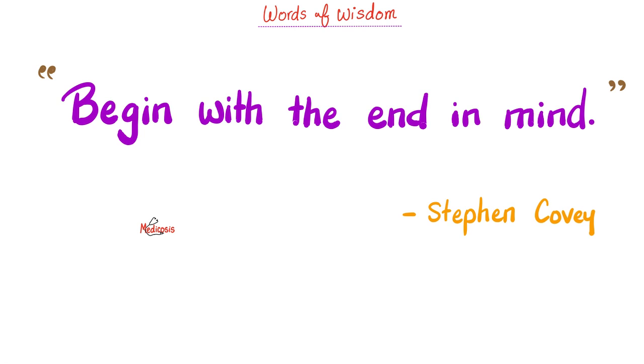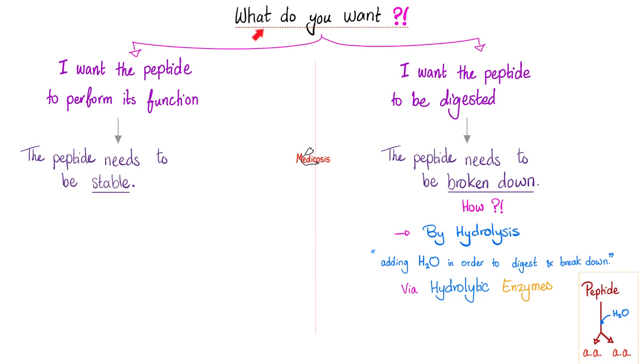Dr. Stephen Covey said, begin with the end in mind. Ask yourself, what am I trying to achieve? Oh, I want the peptide to perform its function. Sure, then the peptide needs to be stable. All right. But if you have a different goal in mind, I want the peptide to be digested. Now the peptide needs to be broken down.